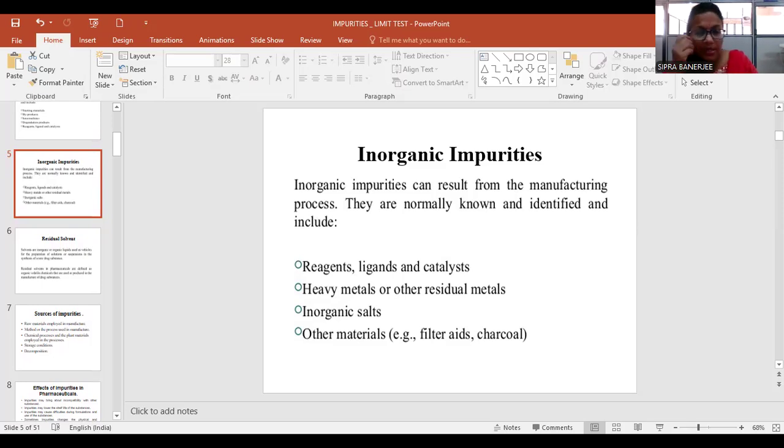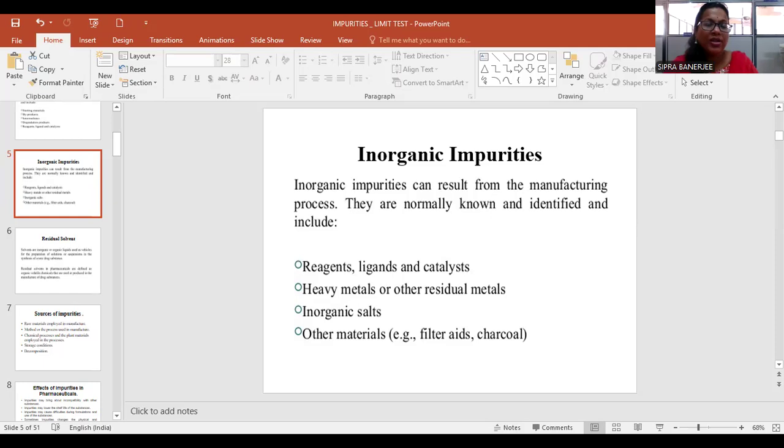And next, heavy metals or other residual metals. Different heavy metals used in manufacturing containers can be a source. Next, inorganic salts. Inorganic salts which are used can arise due to the manufacturing. They can be different inorganic salts also.